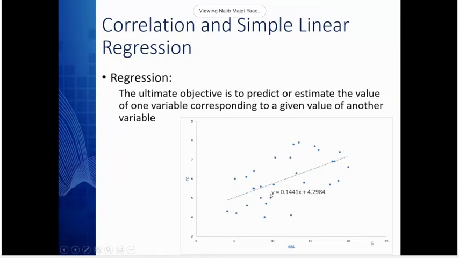For example, here the regression equation based on this regression line is y equal to 0.1441x plus 4.2984. So it means that y is the dependent variable, total cholesterol, x is the independent variable, RBS. So this regression equation means that for every 1 unit increase in random blood sugar, the total cholesterol level will increase by 0.14 for 1 unit.